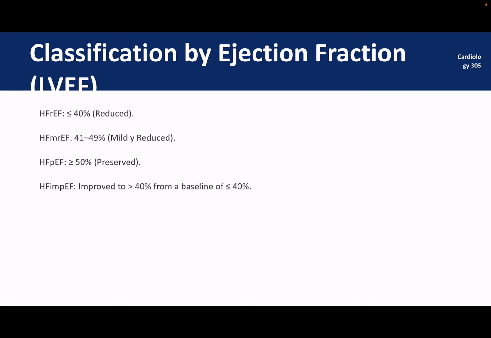Classification by ejection fraction. We classify heart failure with LVEF because therapies differ. Heart failure with reduced EF, less than or equal to 40%, is the classic HFrEF, and you have to use the 4 pillars of medication. Heart failure with mildly reduced EF, 41 to 49%: SGLT2 inhibitors have strong data, others are reasonable. Heart failure with preserved EF, greater than or equal to 50%: focus on comorbidities, SGLT2 inhibitors, and now GLP-1 RAs in obese patients.